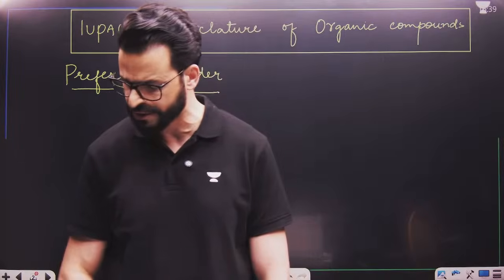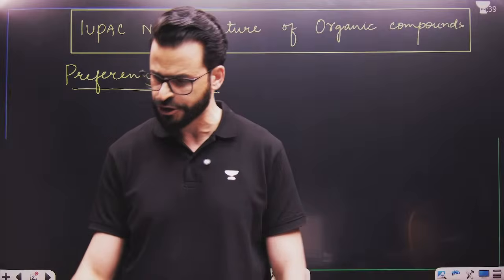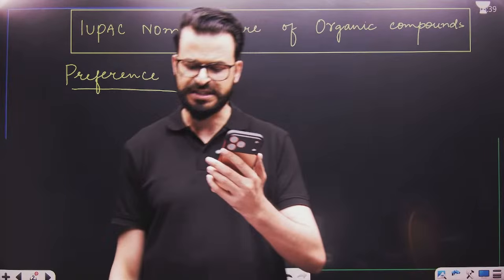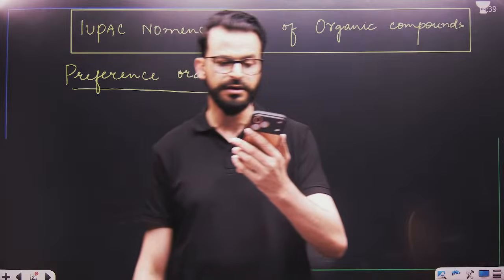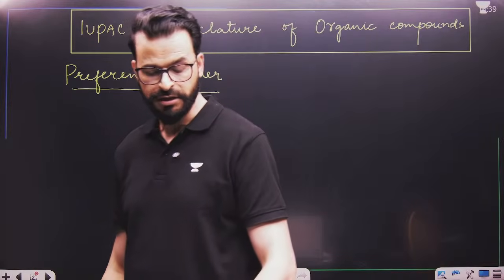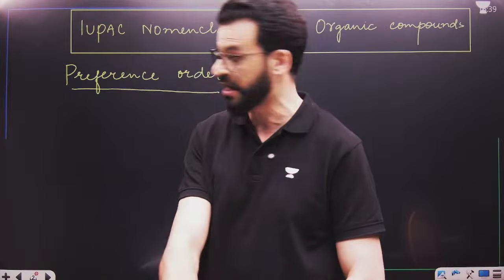Is this point clear to you? Let me know quickly. What is the first thing you should know? The first thing you should know is the preference order among different functional groups. Have a look.